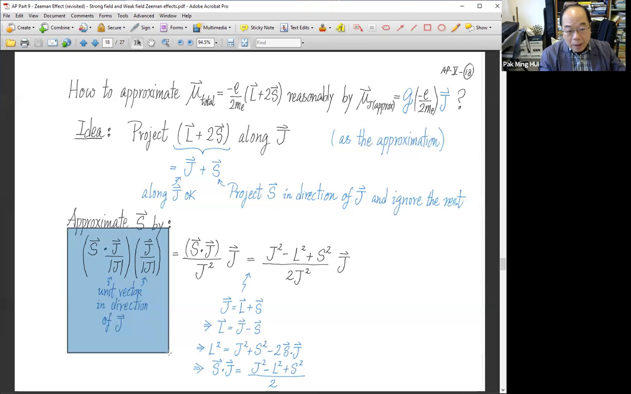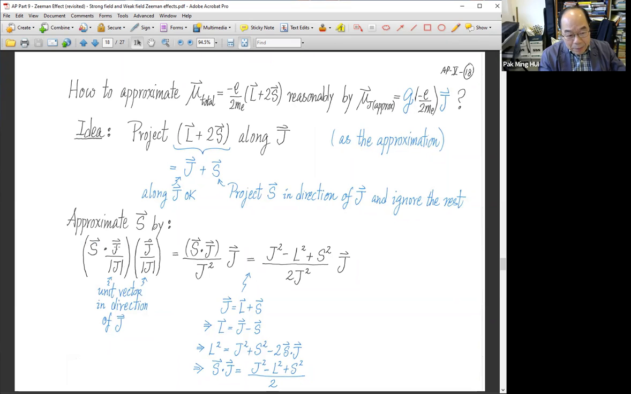Okay, so now we will take this and then add to J, then we will have a vector that is parallel to J, and we are done. Now the goal is to look for this extra contribution, and how it will change this prefactor, this number G, the Landé g factor. Okay, so let's work it out.